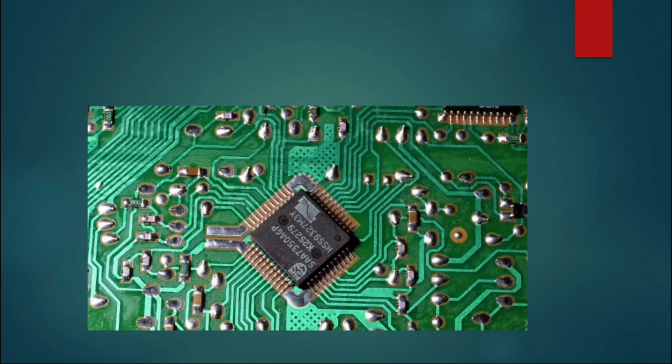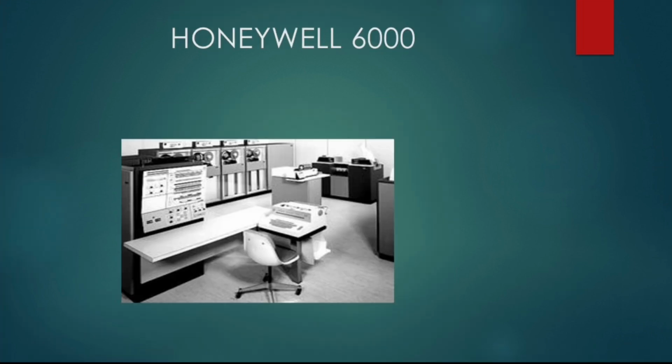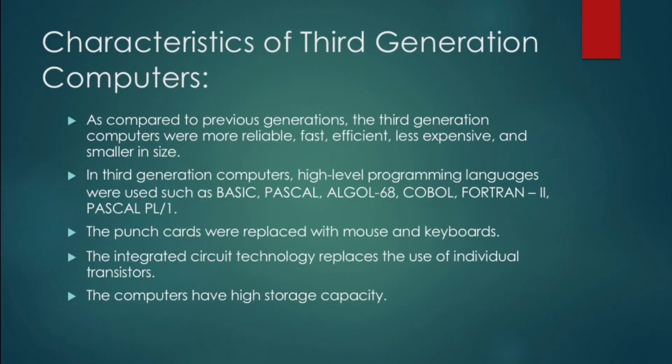So this is the integrated circuit. Some examples of third generation computers: PDP-11, Honeywell 6000. As compared to previous generations, the third generation computers were more reliable, fast, efficient, less expensive, and smaller in size. High-level programming languages were used such as BASIC, Pascal, ALGOL, and so on. The punch cards were replaced with mouse and keyboards. The integrated circuit technology replaces the use of individual transistors.